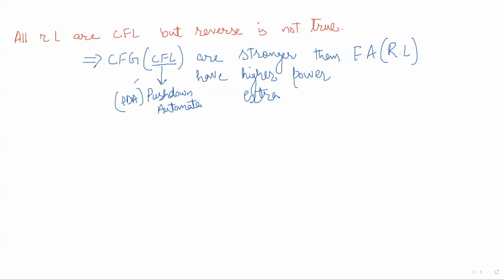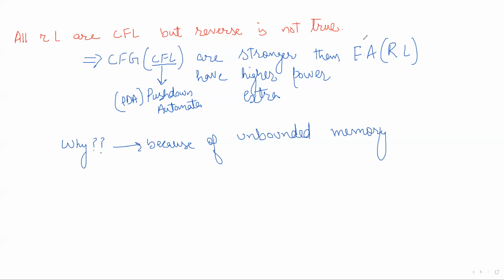So we have extracted from here that context-free grammars have extra power than finite automata. And why is this extra power? Why do they have this extra power? Context-free grammars' extra power is because of unbounded memory.